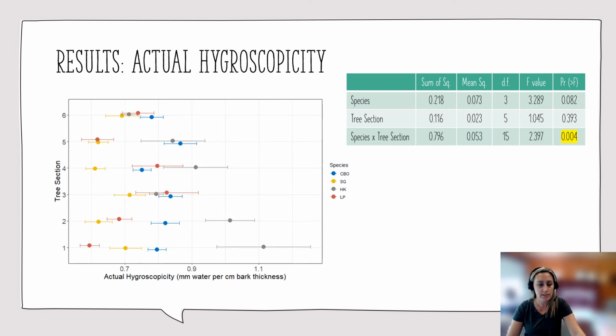Actual hygroscopicity was not significantly different among species or along stem section, but was significantly different considering the interaction between species and stem section. Sweet gum actual hygroscopicity in yellow varied as a function of stem section, while the other 3 species did not change.